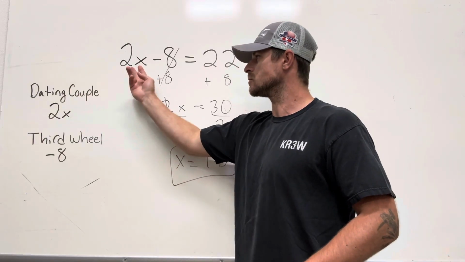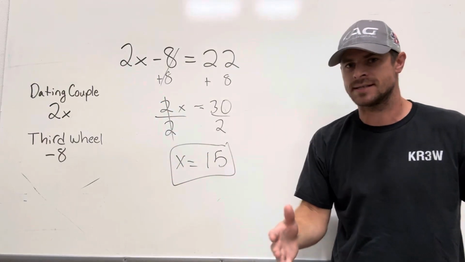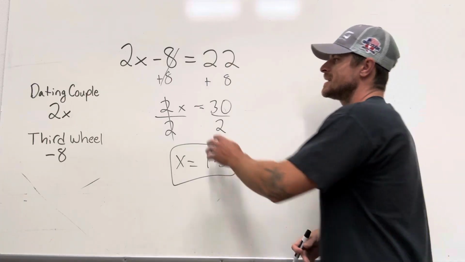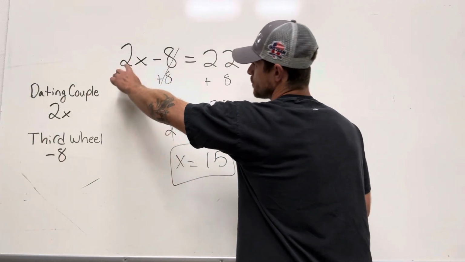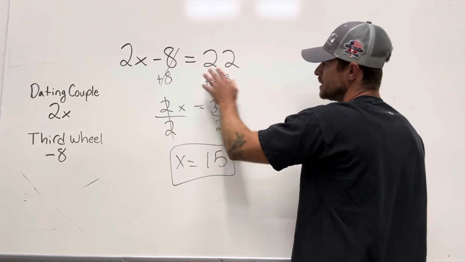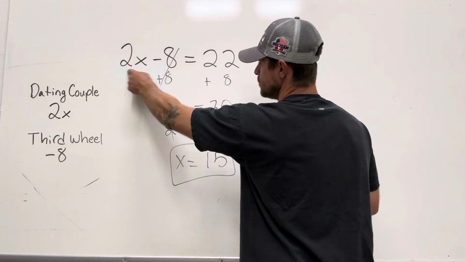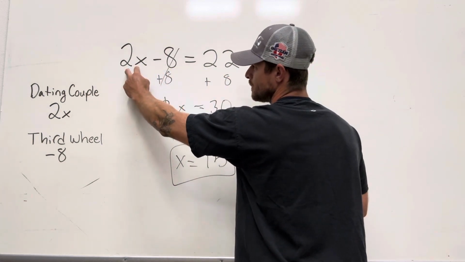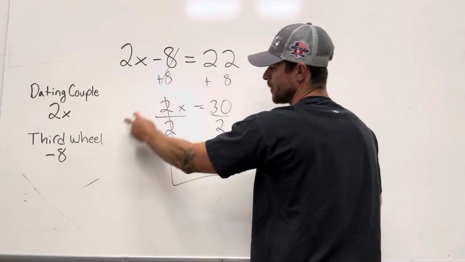Great, they're dating, so don't break them up. Because what happens in two-step equations a lot of times is kids aren't sure if they should get rid of the 8 first or the 2 first. Sometimes I'll see kids start up here, step 1, and want to divide by 2, but they're splitting the couple up before they got rid of the third wheel.